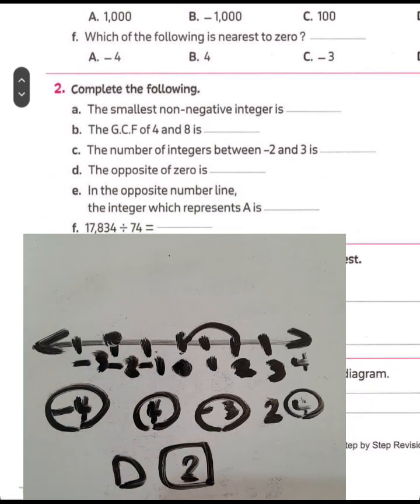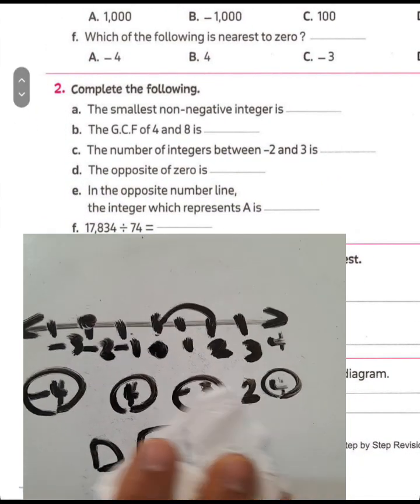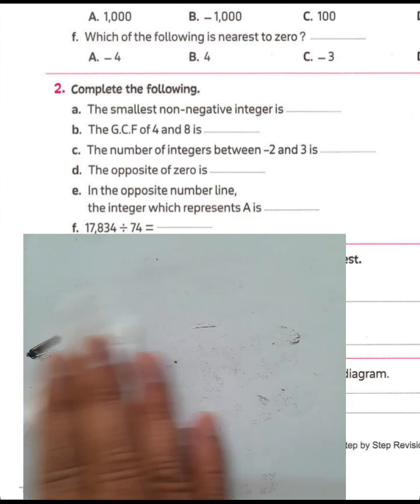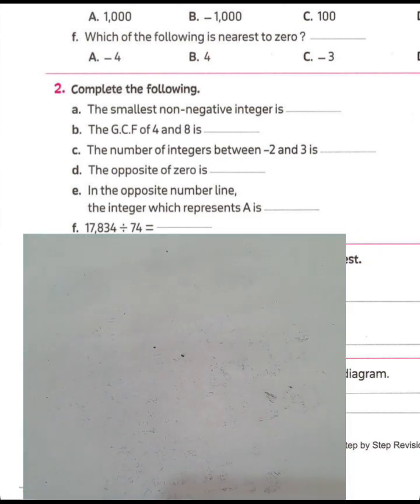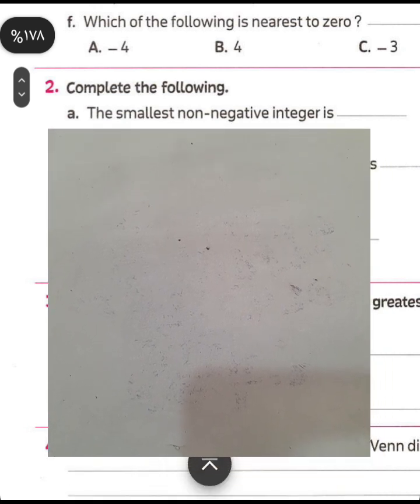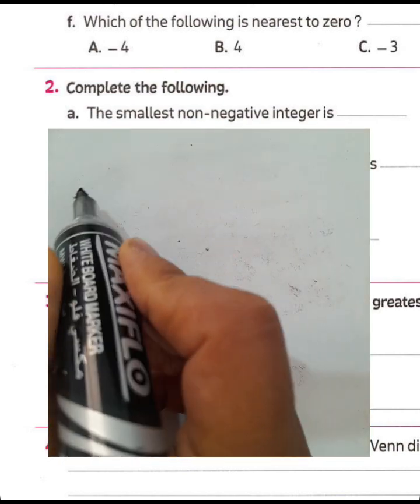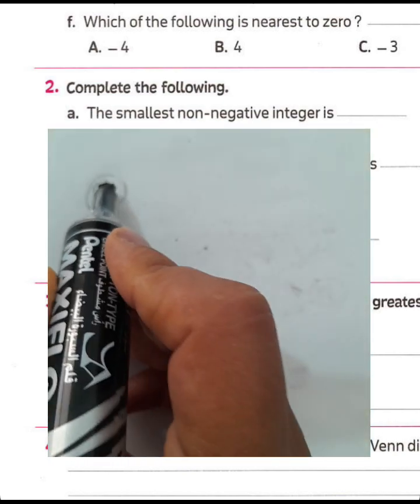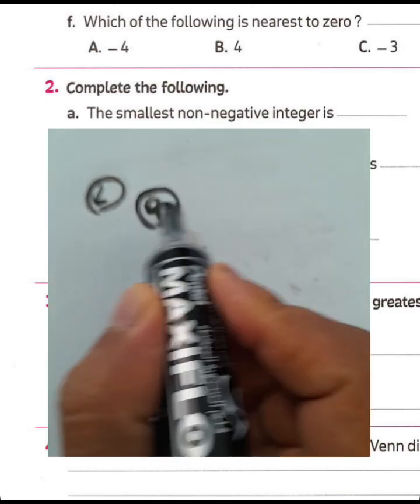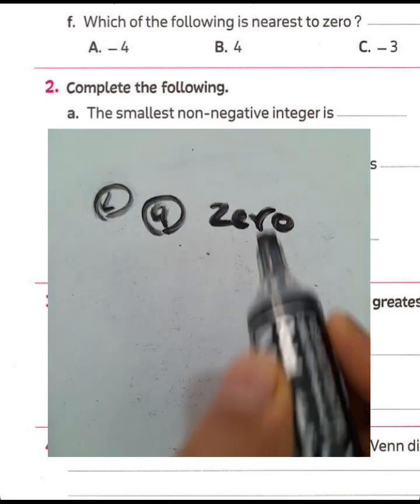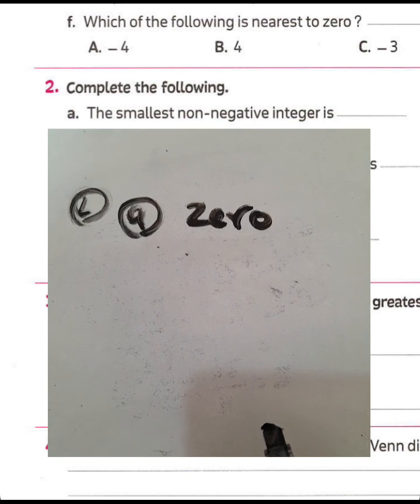Question number 2, complete the following. Look with me at question number 2. Letter A, the smallest non-negative integer is what? 0. Question number 2, letter A, the result will be what? 0, because 0 is a non-negative and non-positive number.